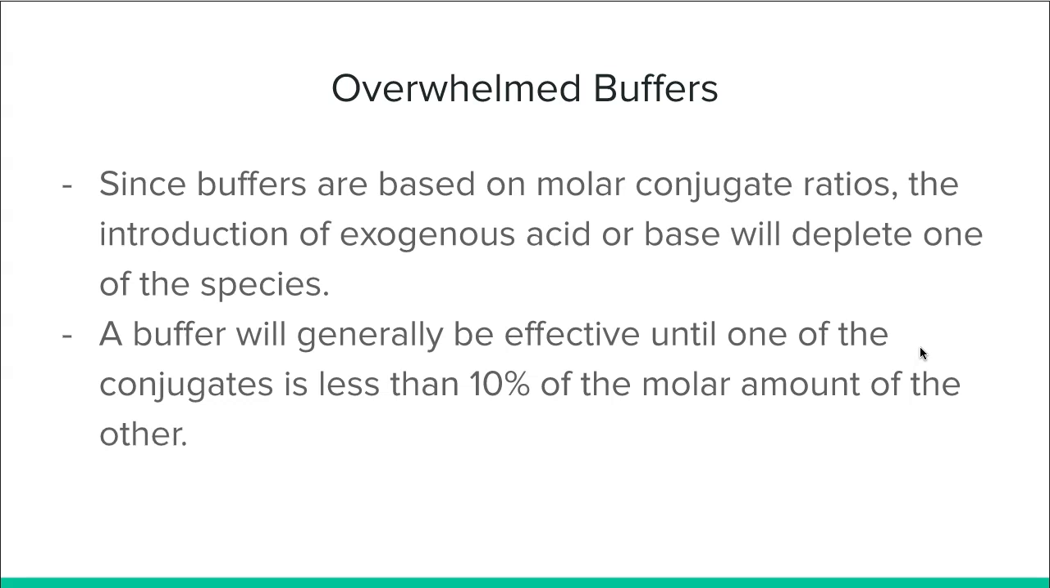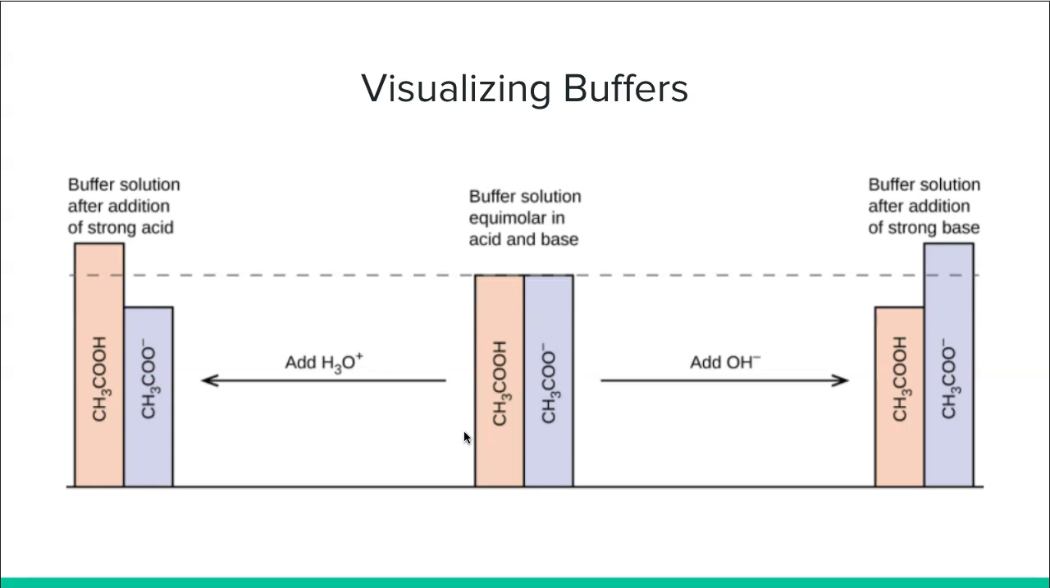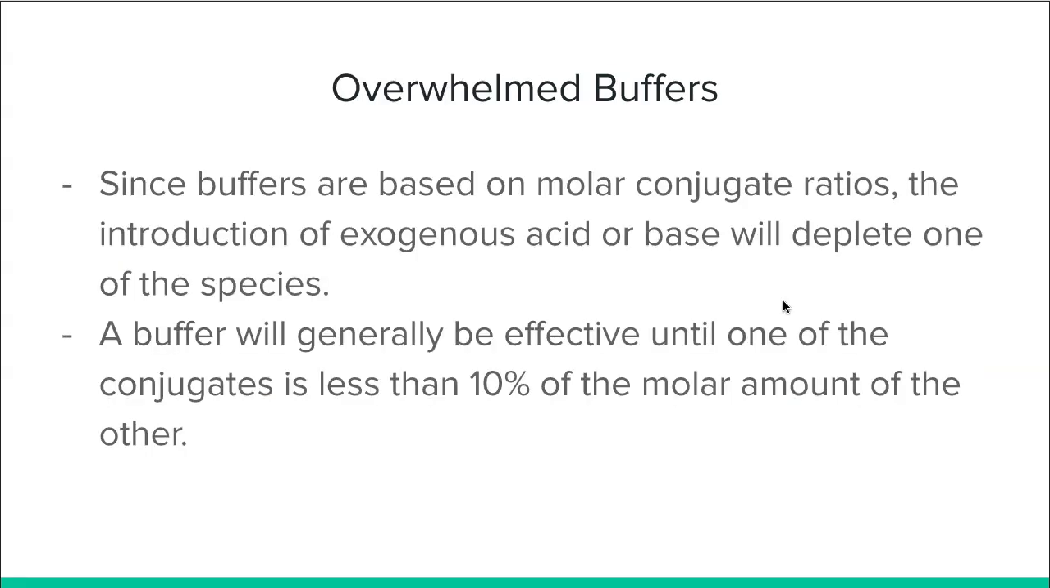So a buffer will generally be effective at maintaining the relative pH range, and it's usually about within 1 pH unit, okay, until the conjugate is less than 10% of the molar amount of the other. So that is to say, in this example here, we have equal amounts of the acetic acid and the acetate ion. If at some point one of these becomes less than 10% of the other, meaning you start to go past the 9-to-1 ratio, then at that point, your buffer is going to become overwhelmed, and suddenly small amounts of acid or base being added can all of a sudden lead to these wild fluctuations in pH. So buffers have an effectiveness, but their range is going to be limited because you can use up or chew up through a lot of your material on one end or the other.